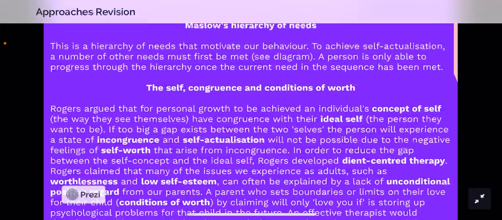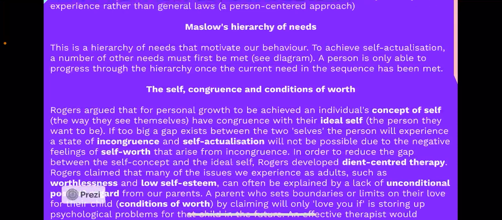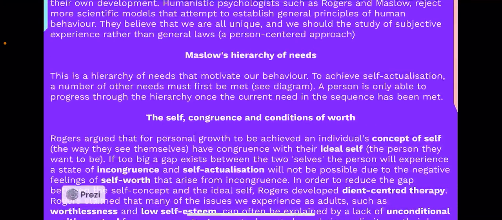We have Maslow's hierarchy of needs. So that's the diagram that I showed you previously. This is a hierarchy of needs that motivates our behaviour. To achieve self-actualization, a number of other needs must first be met. So for example, we need to meet love and belonging to move up to esteem. We need to meet esteem needs to reach self-actualization. But to meet all of the needs, the physiological needs need to be met first. A person is only able to progress through the hierarchy once the current need in the sequence has been met.